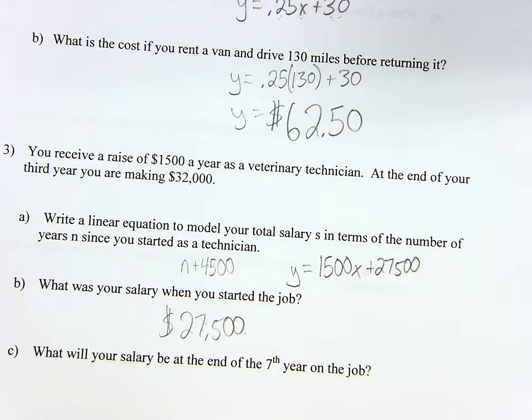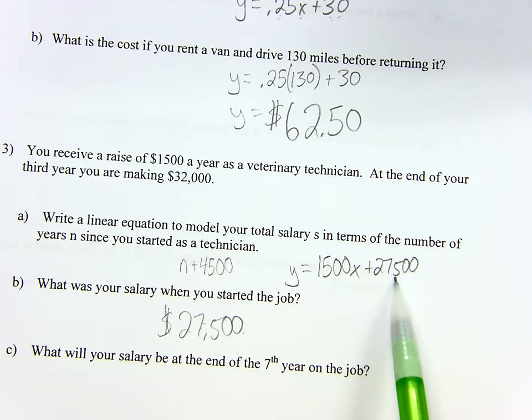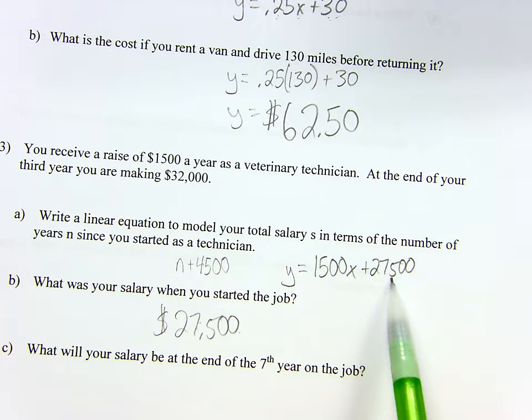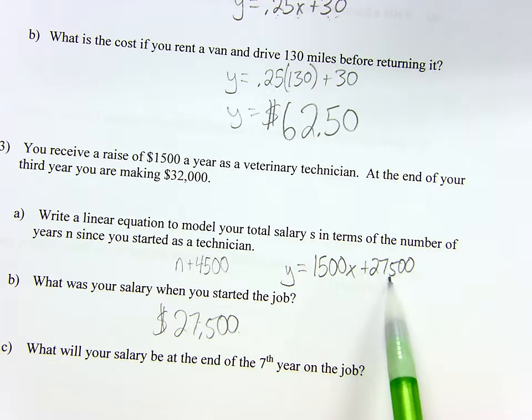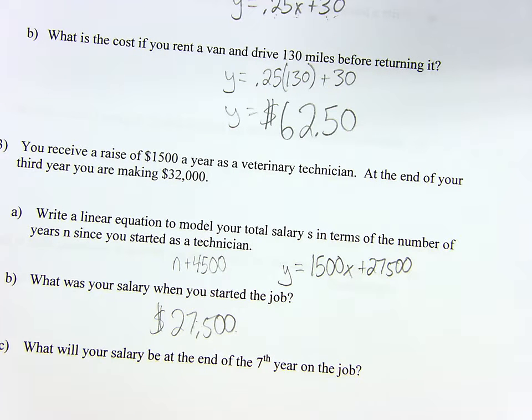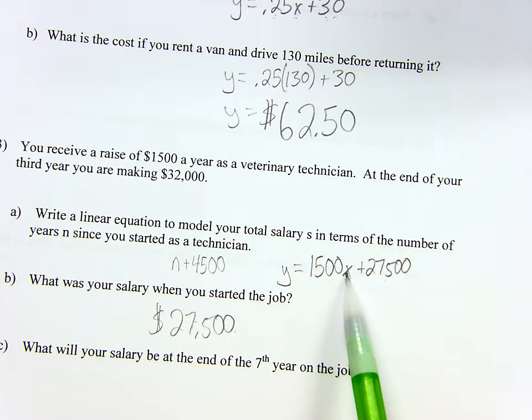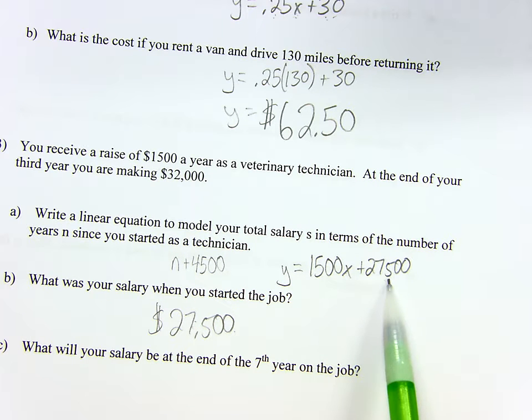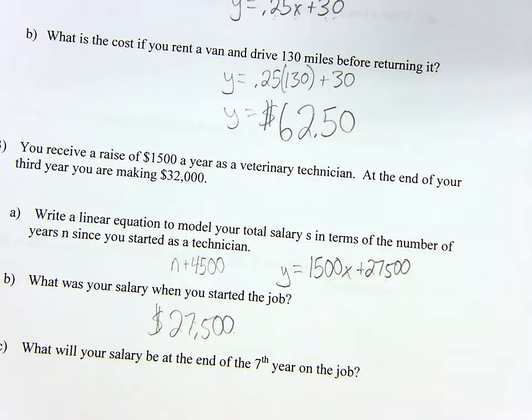Think about it. At year 0, my first year, I haven't finished a full year yet. I would put in 0 for X and I made 27,500. After 1 year, I put in a 1. I get 1,500 plus the 27,500. That gets me up to 29,000. At the end of 2 years, I plug in a 2. That's 3,000. Add that on. That's 30,500. And at the end of my 3rd year, which is where I'm at, if I plug in a 3, I get 4,500 here. Add that to this, and it gets me to the 32,000 that I'm making currently. Does that make sense?